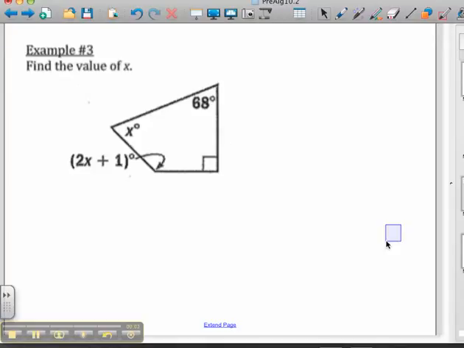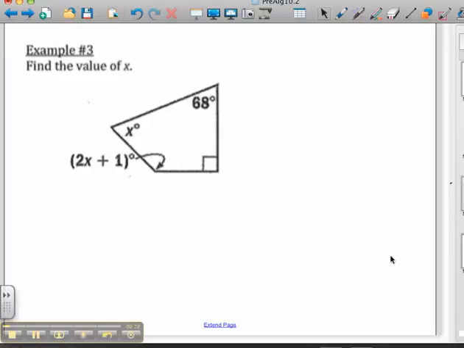Okay, guys, example number 3, it says find the value of x. Now, something that we haven't talked about yet is how many degrees there are in a quadrilateral. And this goes back to, Teddy has his hand raised. Teddy, do you know? 360. 360, okay? But here's something that I want to show you.